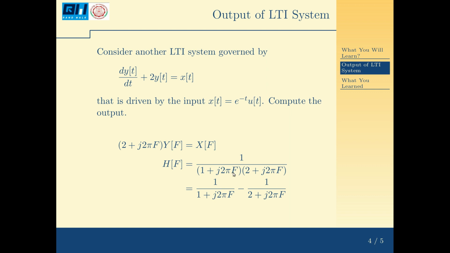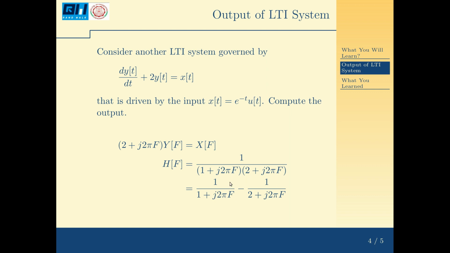To find the residues, first I have to analyze both poles. The pole for this term is f equal to minus 1 by j2π, and the pole for this term is f equal to minus 2 by j2π. If I apply these poles here, I can compute the residues of each term.